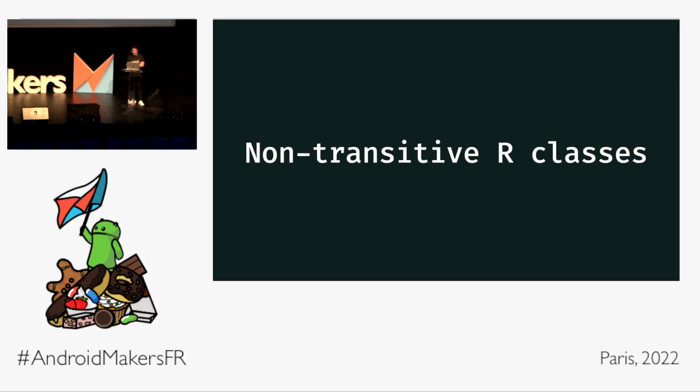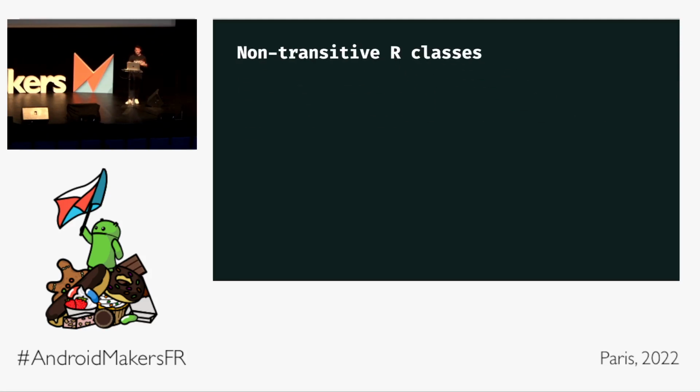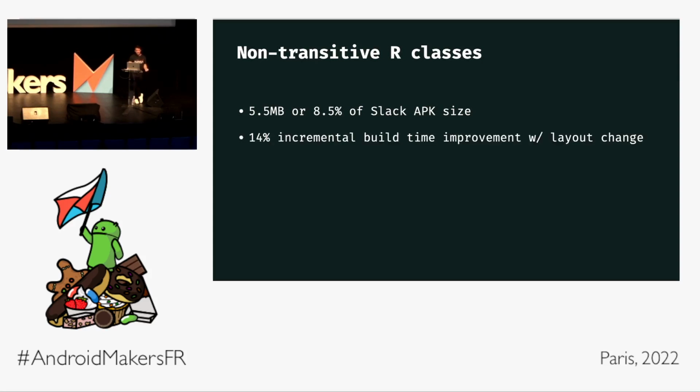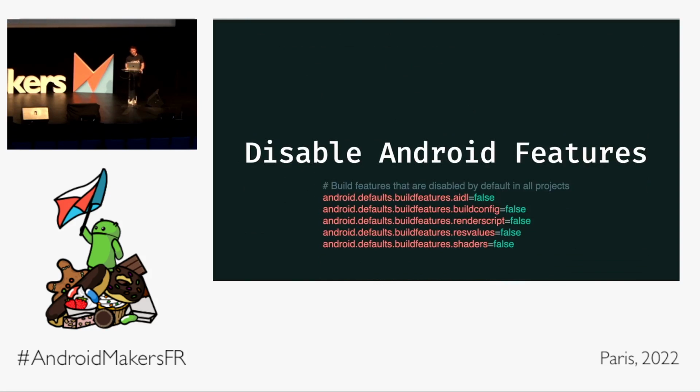modularization also ends up in combinatorial explosions of things, namely merged R classes. There's a new non-transitive R classes flag that you can use that will disable this. Instead, you import it from the host module. We saw actually surprisingly big wins with this. So we shaved off 5.5 megabytes from our APK size, and a 14% improvement in build times with one particular benchmark. And the pattern for it wasn't too tricky to incorporate.